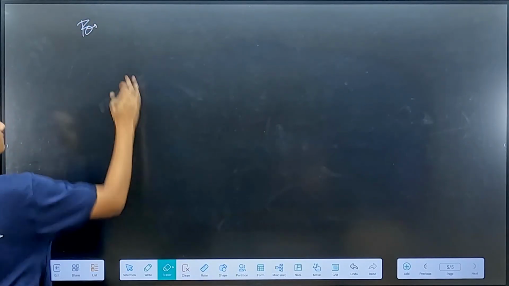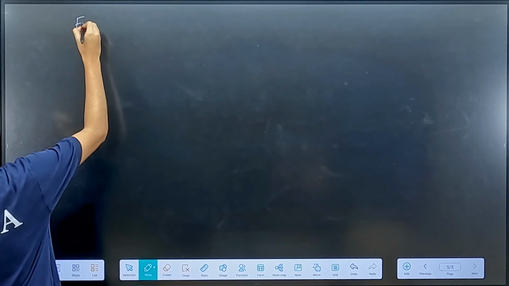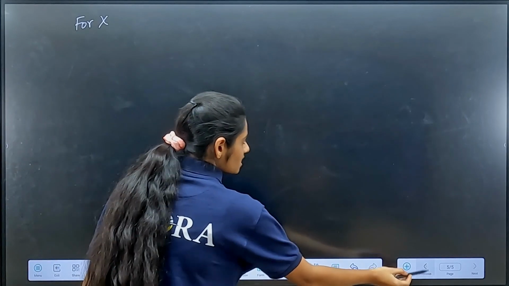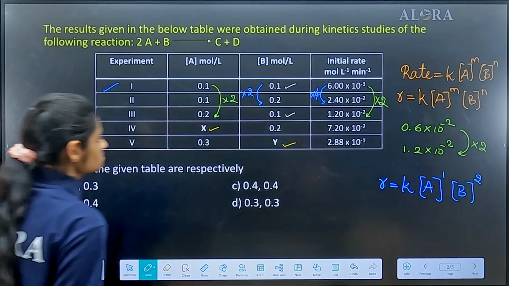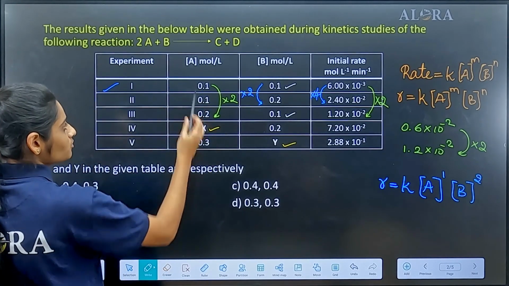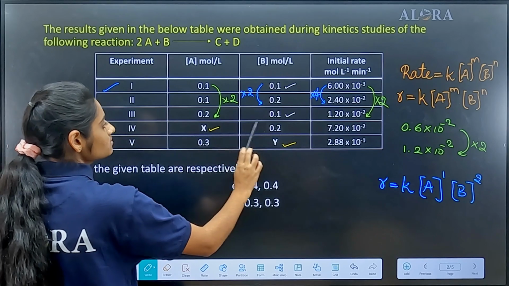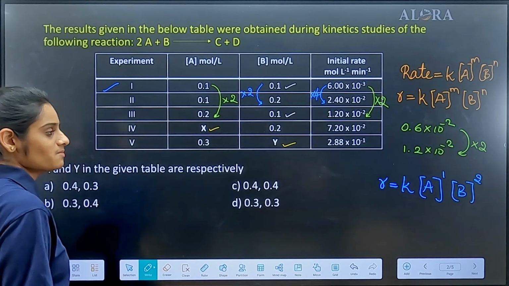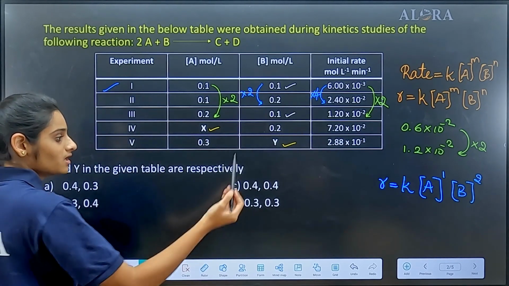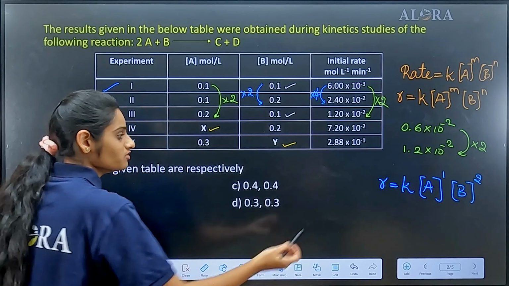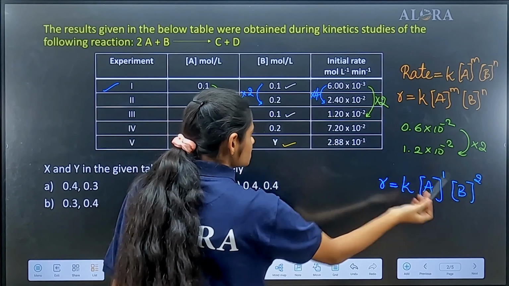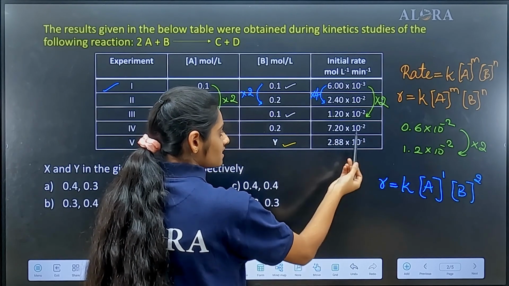So here now we will find for x. For x what all experimental values are given? Let us check out. What have they given here? For x, the concentration of A is not given. So A is not known. B is given, it is 0.2, and the rate is given, 7.2 into 10 to the power minus 2. So let us substitute all of them in this rate law equation. However we got K, we will substitute K. A we don't know, we'll find out A, and B is given as 0.2 and rate is given as 7.2.